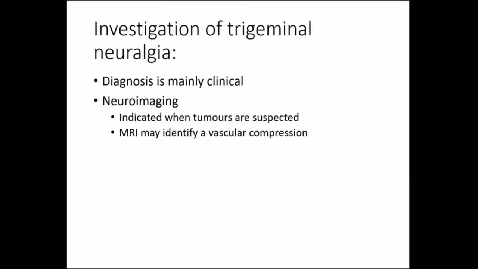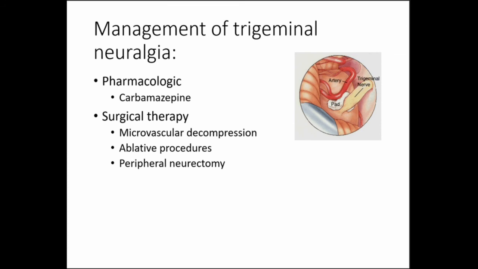The investigation: it's primarily a clinical diagnosis. So you want to do a history, examination, and blood tests in order to rule out differentials. However, in patients who present with an atypical presentation, or when you suspect a tumor, you would want to do neuroimaging. Furthermore, an MRI can help to diagnose multiple sclerosis or a vascular compression of the trigeminal nerve. And so the management of trigeminal neuralgia.